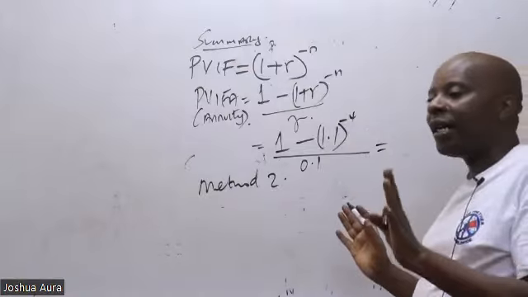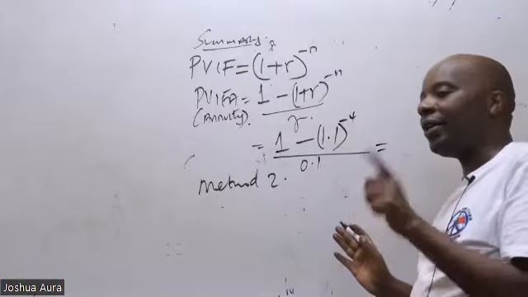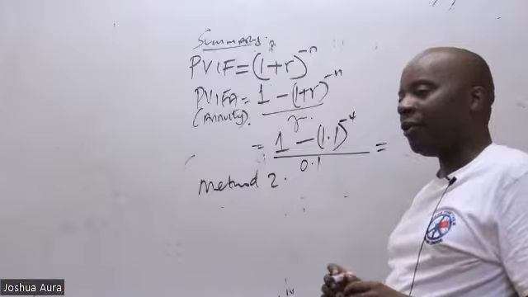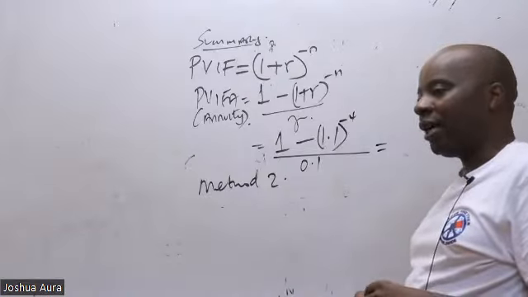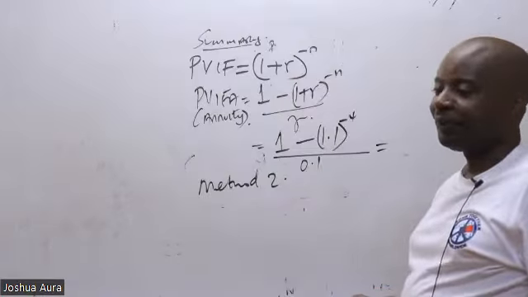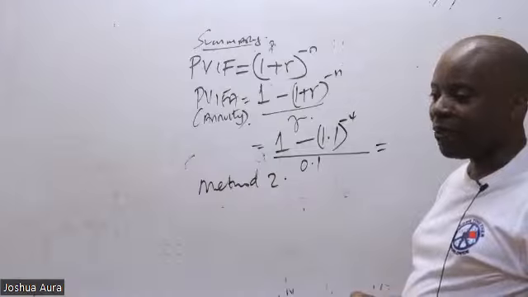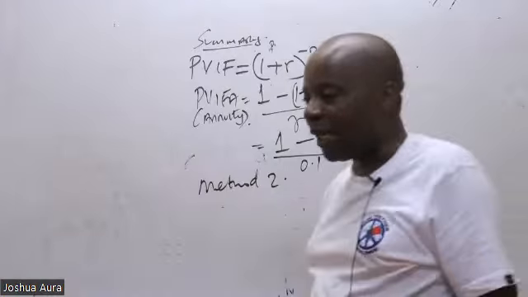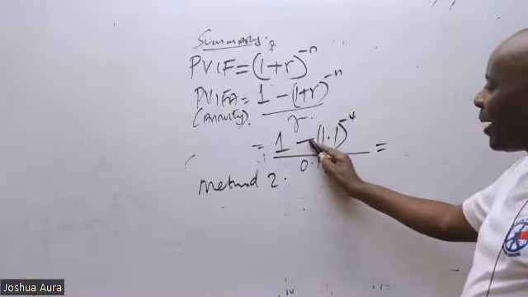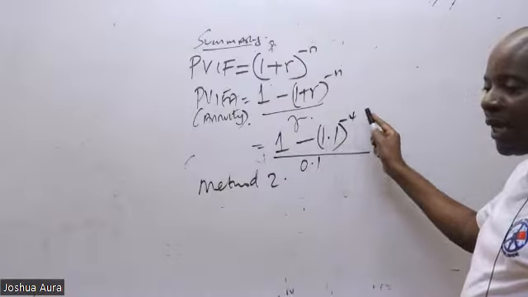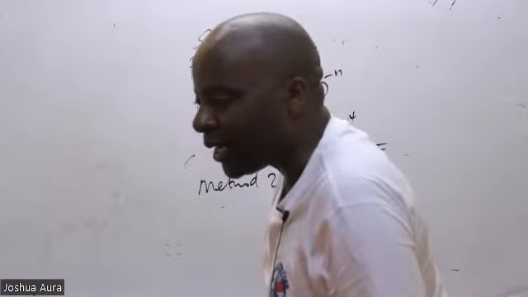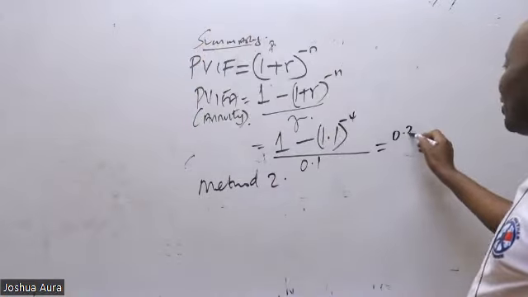So can somebody go to their calculator and say 1 minus 1.1 raised to negative 4, press equals. What do we have there? I doubt that 0.9091 is correct. Please go slowly. Say 1 minus 1.1 raised to minus 4. According to one student, 0.3169. I think this is correct.